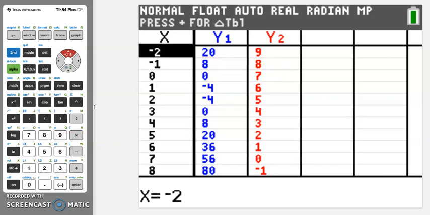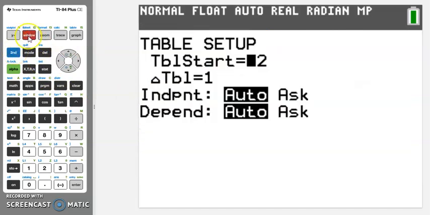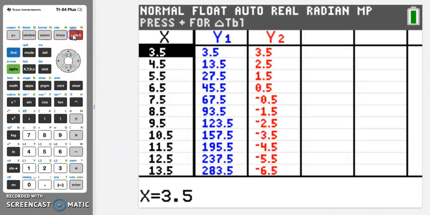Okay, so the next thing we're going to do is locate the solution 3.5. Well, obviously 3.5 is not in this table. So in order to see it, you will go to table set, which is second window, and tell the table to start at 3.5, and it will go directly to that solution, second graph. And there it is. The 2 y coordinates just happen to be the same as the x coordinate, but the solution is x equals 3.5.